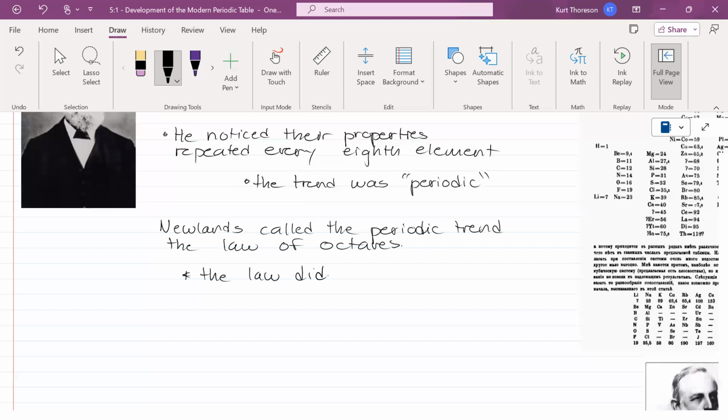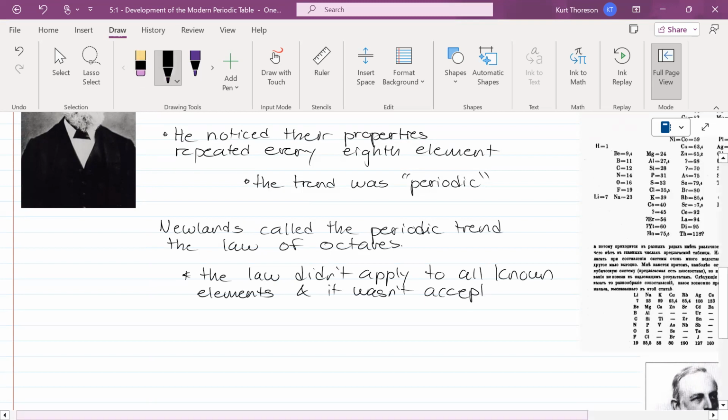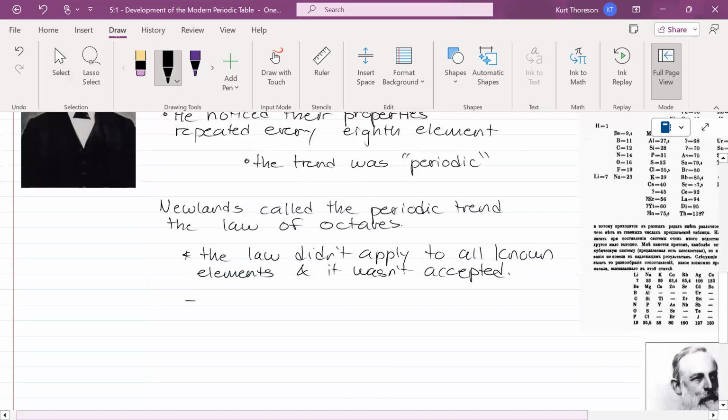The law didn't apply to all known elements. And it wasn't accepted. Plus the fact he named it after something musical, and so all of his colleagues and his peers thought that was stupid. And so they didn't want to believe it. And so they rejected it. So the last little bit, and this will be it for today.